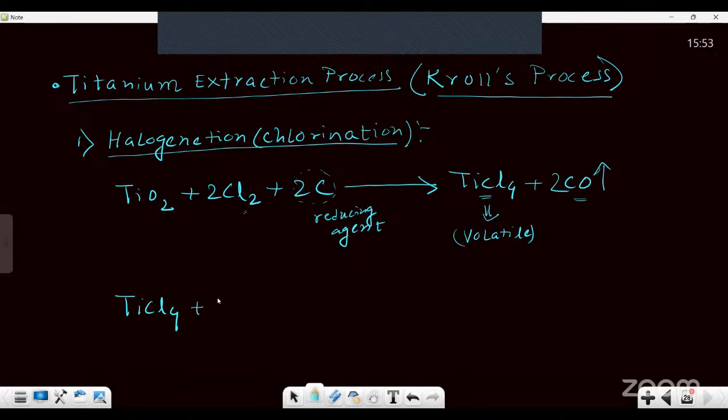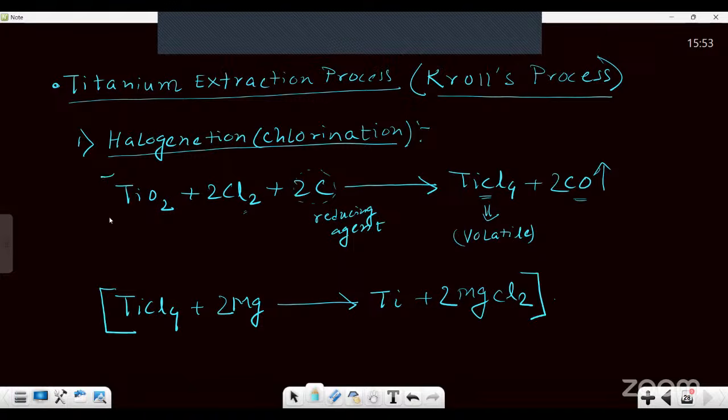In the second step, we take this TiCl4, titanium chloride, and treat it with magnesium. Magnesium chloride is more stable compared to titanium chloride, or I can say that magnesium has more affinity towards chlorine compared to titanium. So you will get titanium plus MgCl2. This is the route which we actually use for titanium extraction.